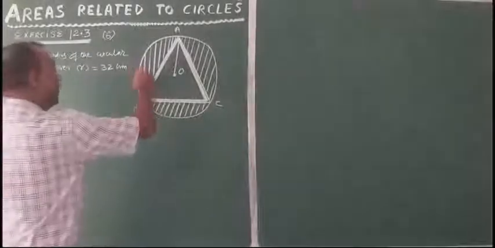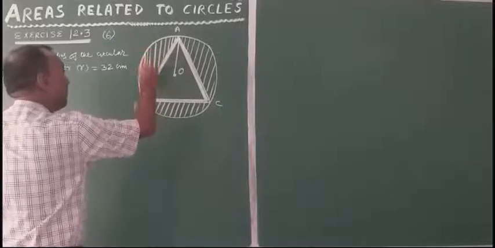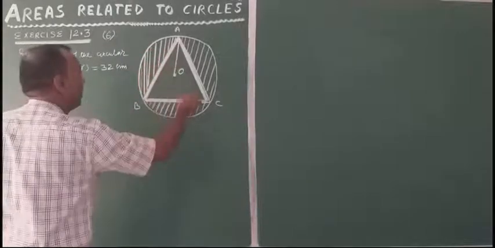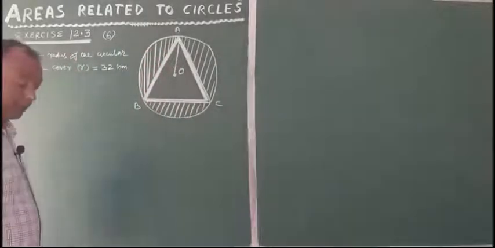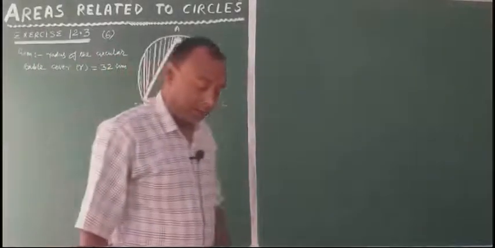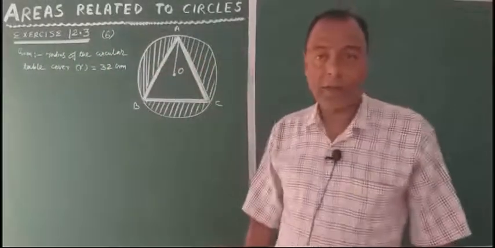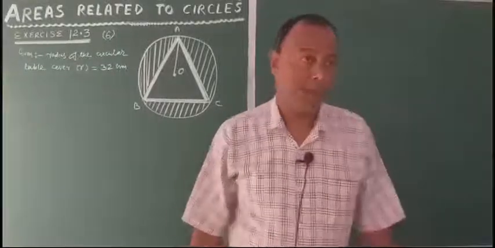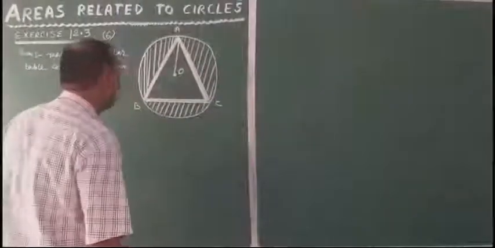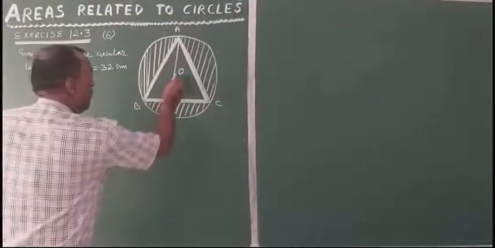This is the design that has been made. This shaded region, okay, and this is an equilateral triangle. So first we have to find the sides of the equilateral triangle. For this, I am joining this.